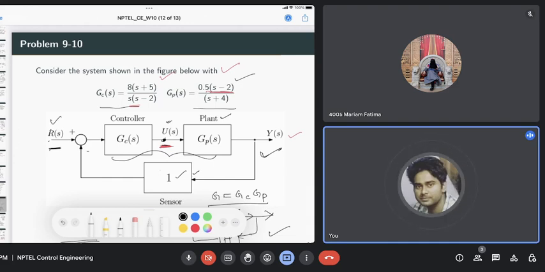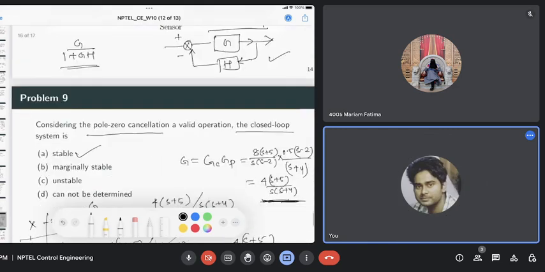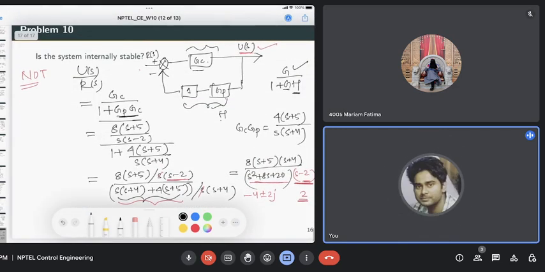Okay, so that's all. These are the problems that we'll discuss. If you have any doubt regarding any problem, you can ask, okay.